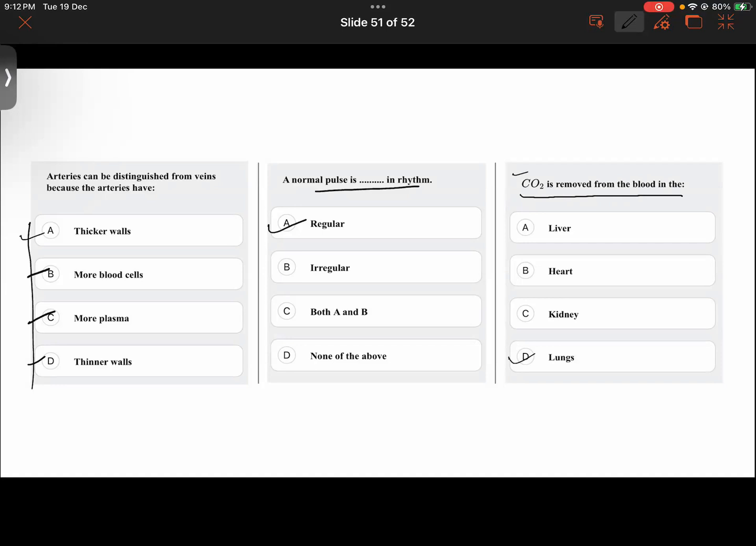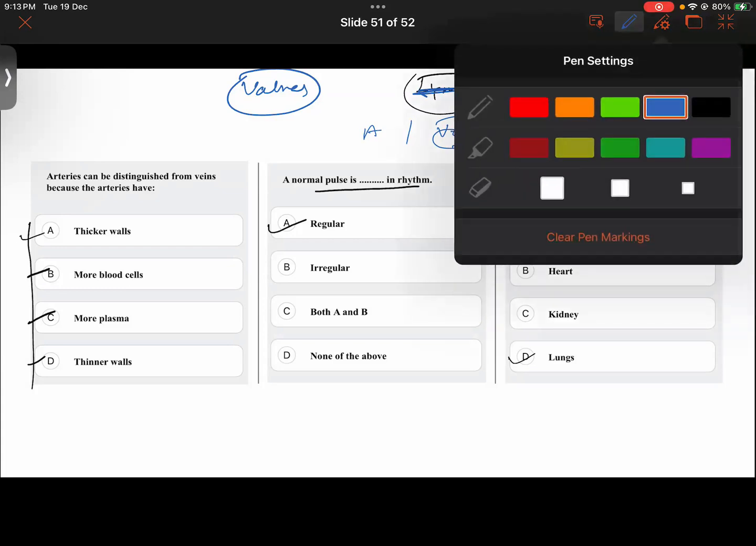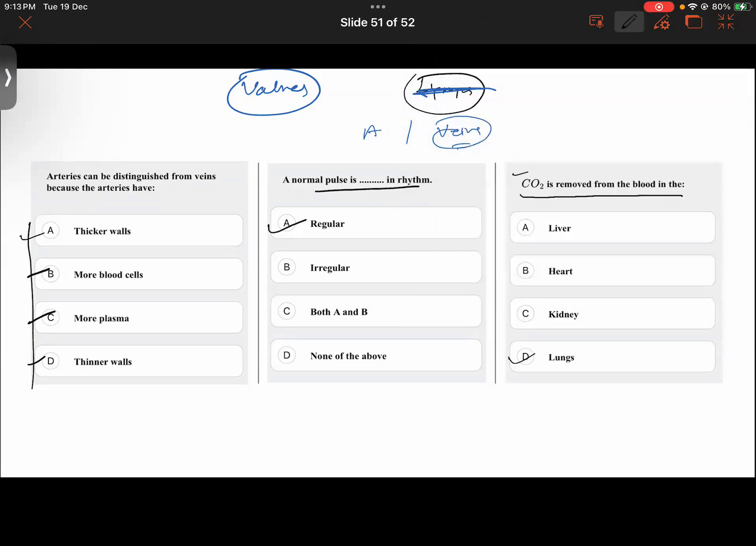Sundus, you answer one more question. Valves are present where? In the veins. That is basically veins. So it is found in the veins. Apart from the veins, it is found in an important organ also. Guys, remember? Valves are also found in one of the organs.